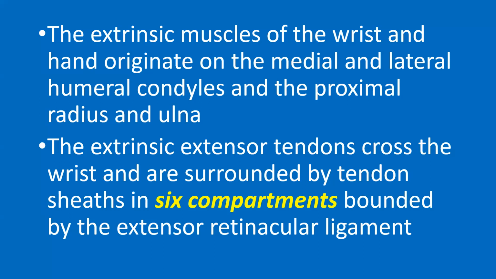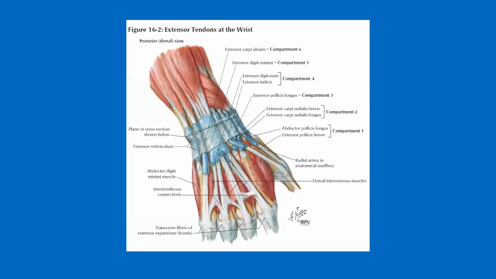There are 6 compartments on the extensor surface of the wrist, and these are bounded by the extensor retinaculum ligament. This shows you the 6 compartments, and I'm sure you all know what the first compartment consists of: the abductor pollicis longus and the extensor pollicis brevis. The second compartment involves the extensor carpi radialis brevis and longus. The third compartment consists of the extensor pollicis longus.